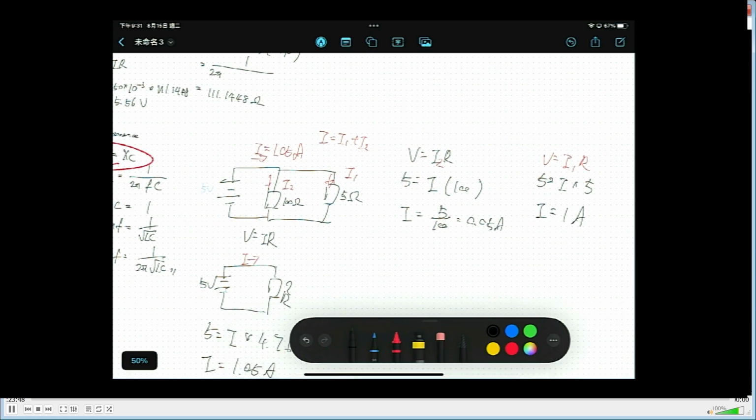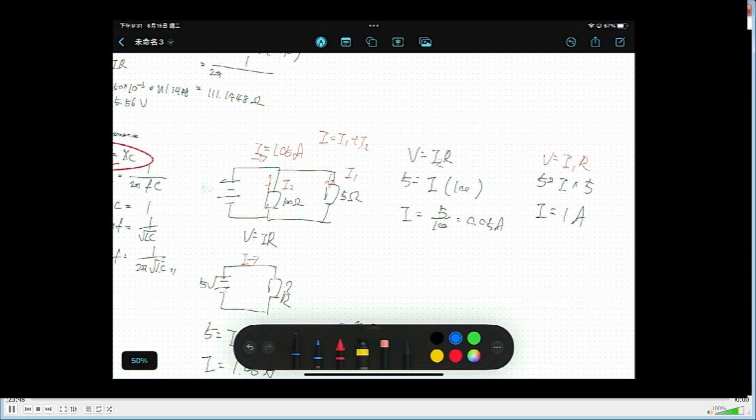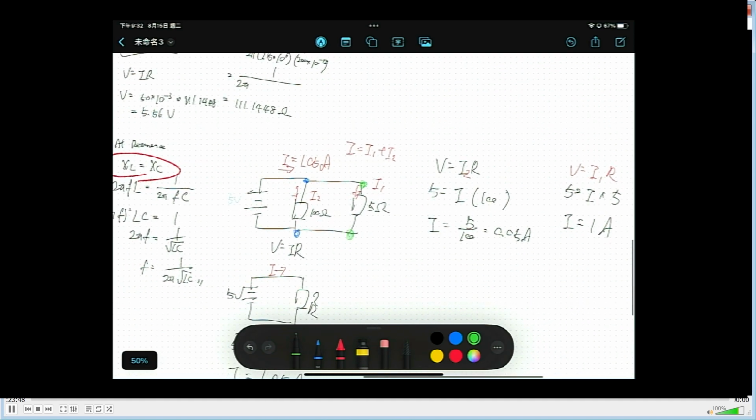The voltage across these 2 points is constant. The voltage between the blue points and the green points is constant. This is how you calculate it. And because the resistance is very small, more current will flow through it. That's why when I talk about two resistances in parallel, you can immediately know which side has a larger current.